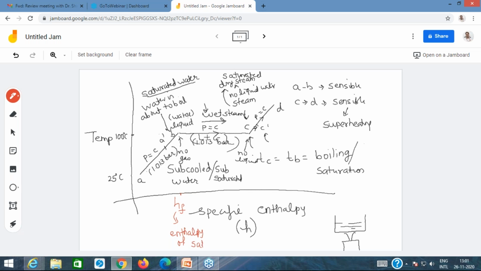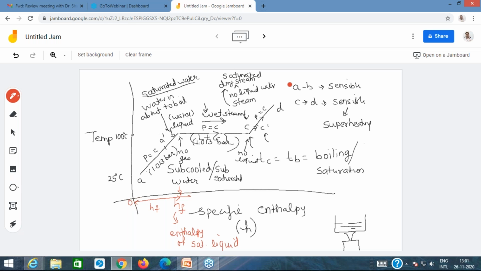Saturated liquid. This is HF. On the temperature-enthalpy diagram, this portion shown by the arrows is the HF value. So this is HF, from the origin to this point B.